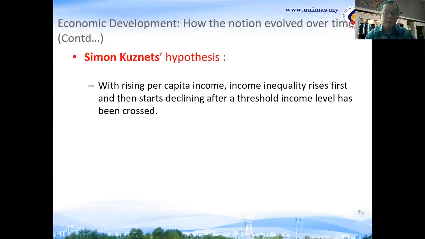Okay, so according to Simon Kuznets, an economist and also a scholar, he came up with a hypothesis. This is what the hypothesis says: with rising per capita income, inequality will also rise first. It will rise first and then start declining after a threshold income level has been crossed. In other words, after a certain level of income, you will see a decline in the income inequality. That's his hypothesis.